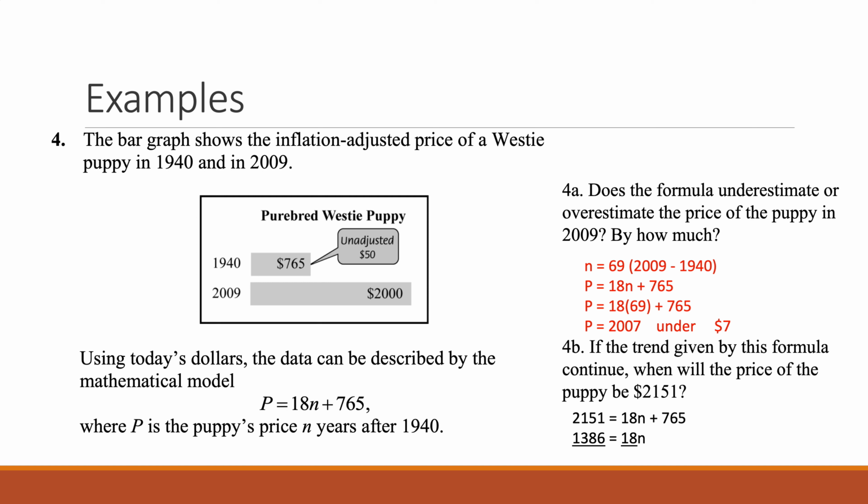I subtract 765 from both sides. I'm trying to squeeze it in here. And I get 1386. Then I divide by 18. Pretty straightforward. N is 77. And then I have to add the number of years to 1940, because that's what N stands for. 1940 plus 77 is 2017. So in 2017, the price will be 2151.